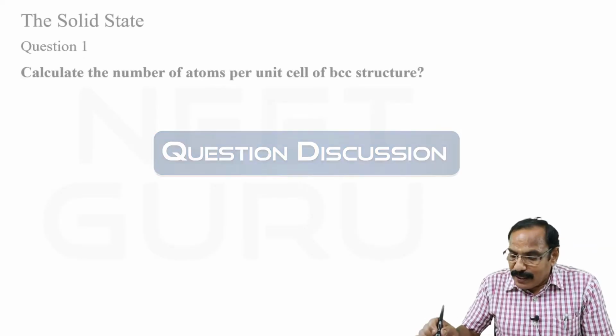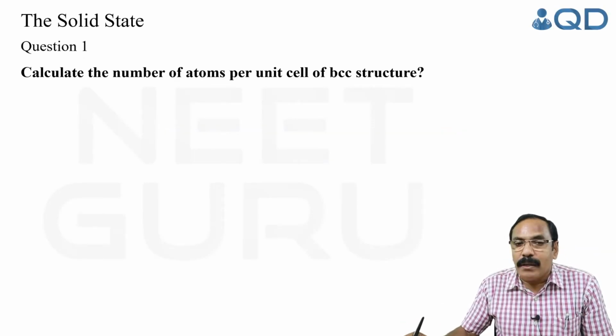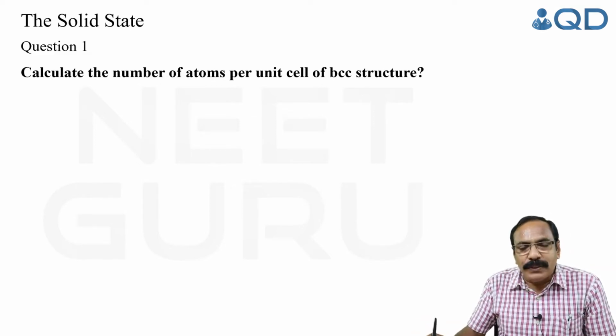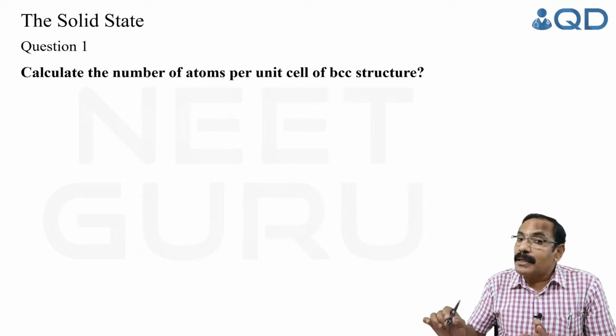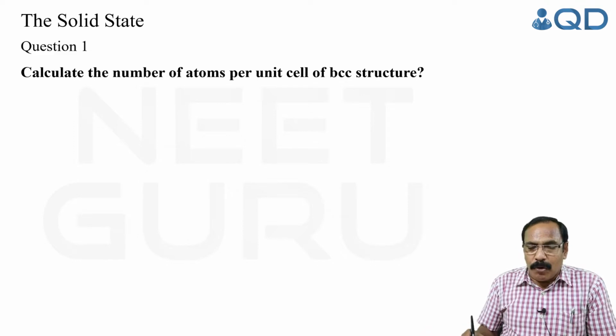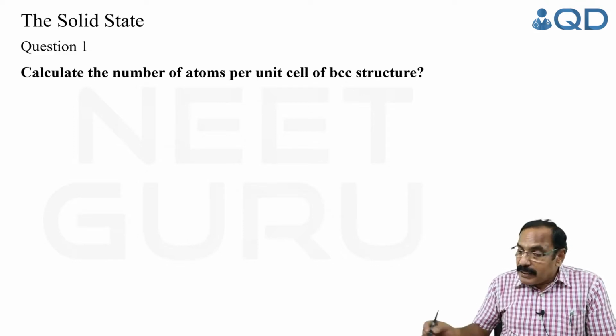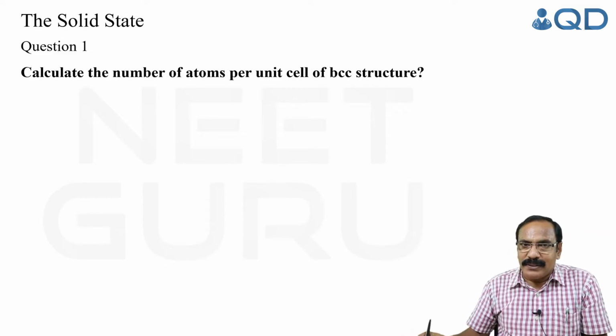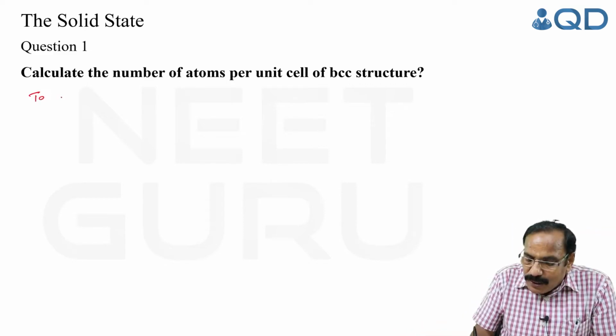Calculate the number of atoms per unit cell of BCC lattice or BCC structure. Body centered cube means what? Particles are at the 8 corners and one particle is at the center of the body of the cube. Okay, but what is the share of each particle? That is important.